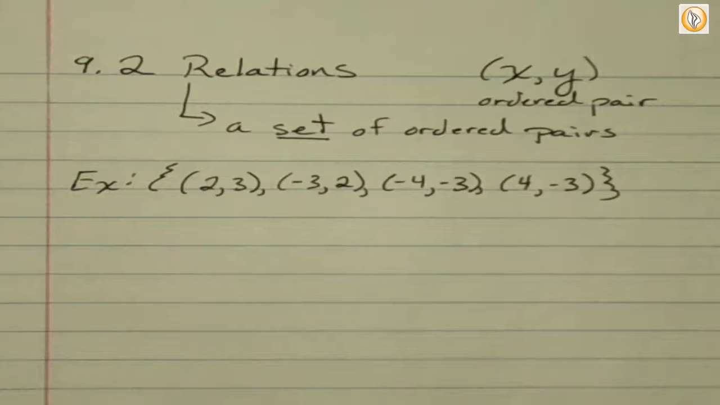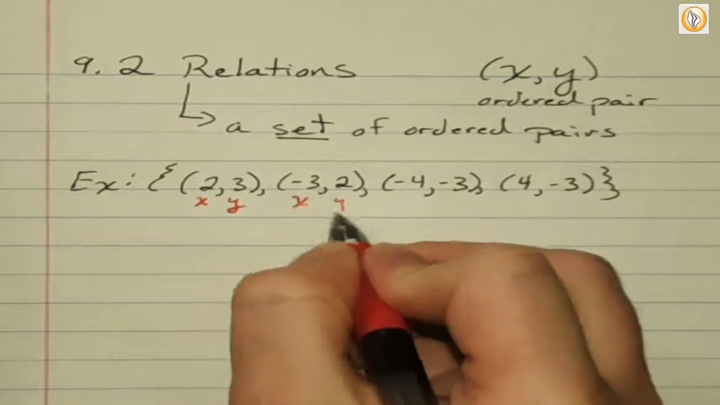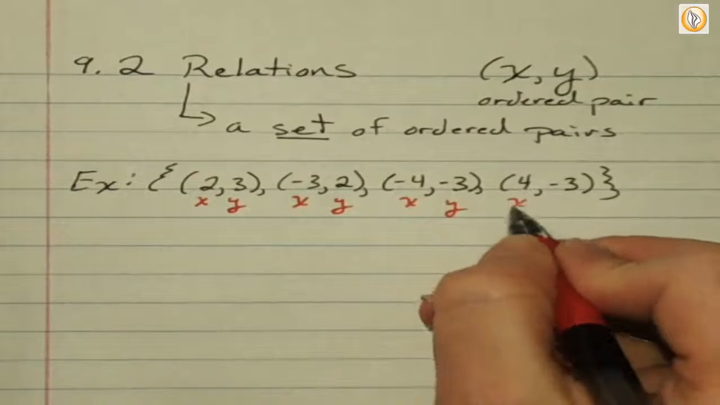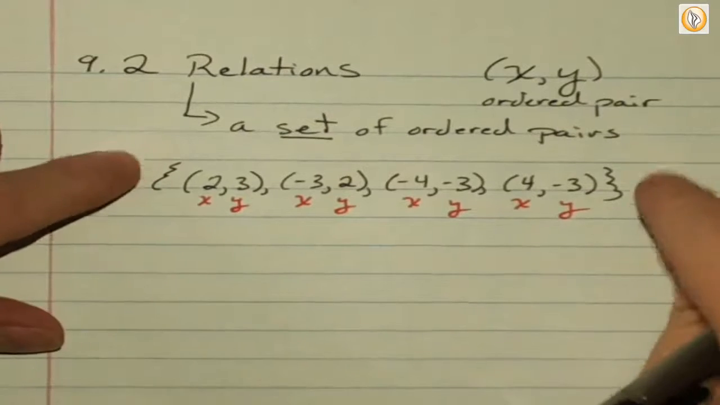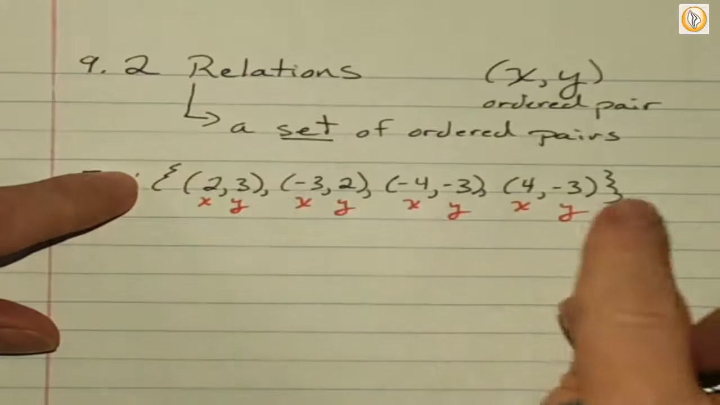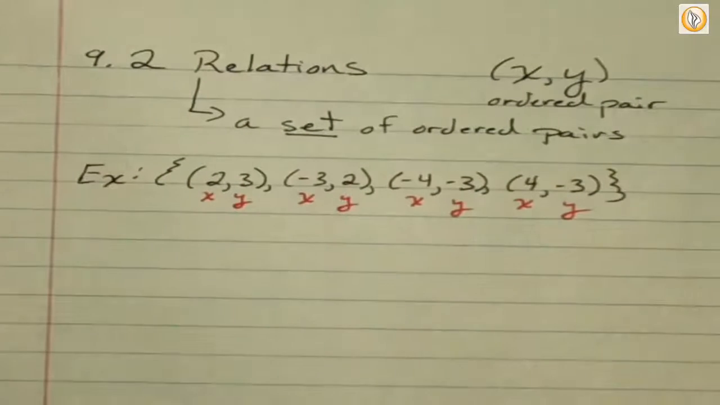So that is a set of ordered pairs. You have an X and Y, X and Y, XY, XY. I'll let y'all catch up. So far, any questions? So a set, that's why it's in the brackets, of ordered pairs. It's a set of ordered pairs. That's a relation.